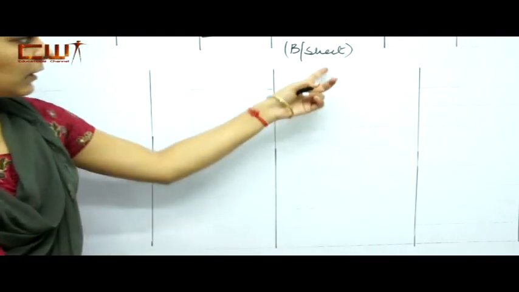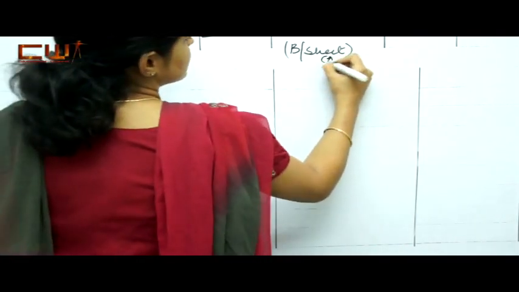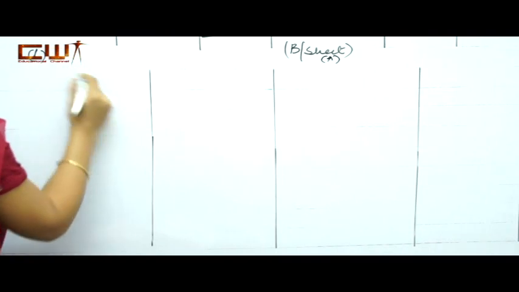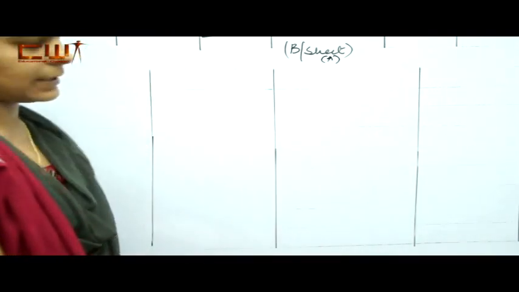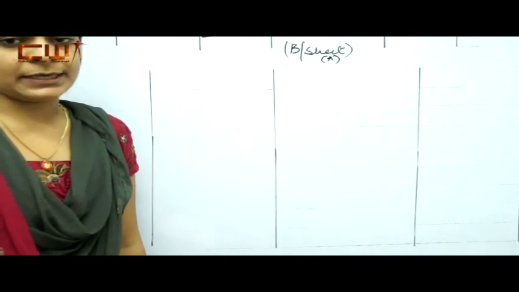Let's prepare the balance sheet now. Balance sheet, what all will come? All the assets will come on this side, and you will have all the liabilities on my left side and assets on this right side. So what will be the items that will be coming?